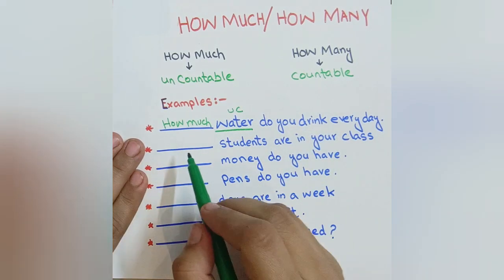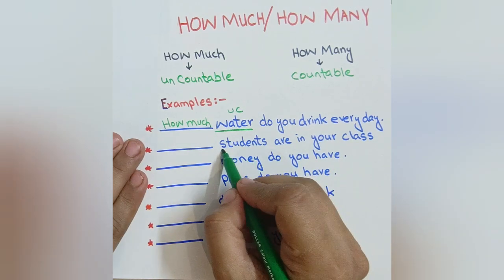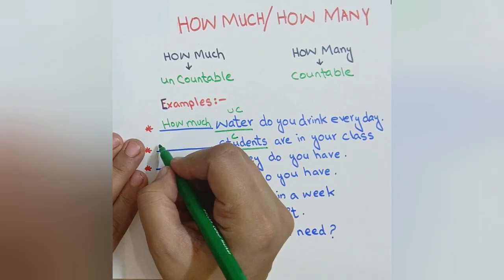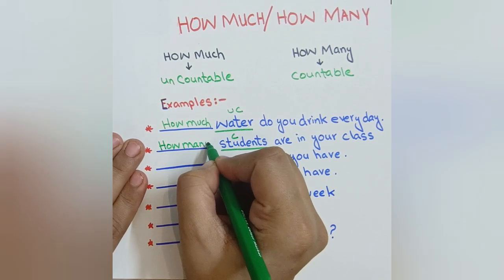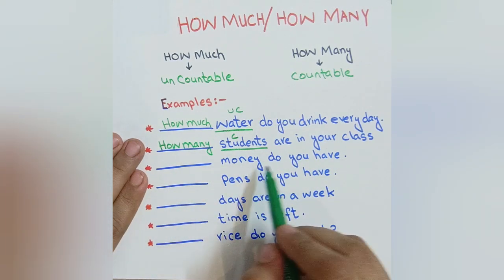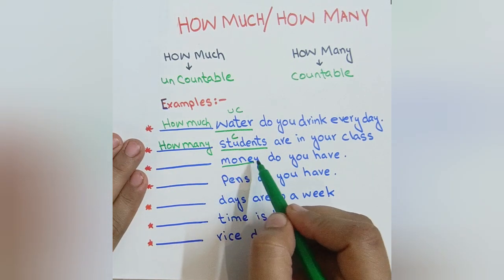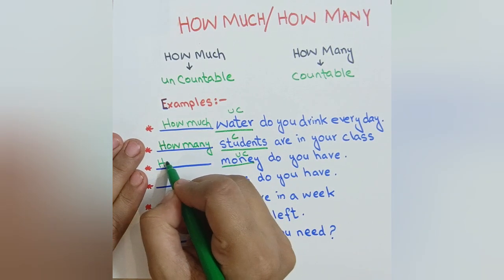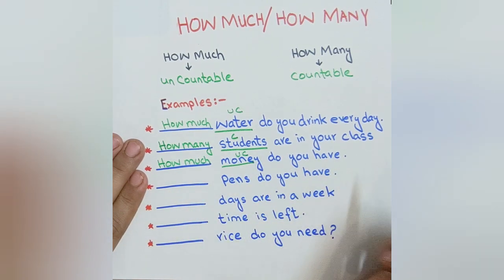The next is: blank students are in your class. So students, you can count students. This is countable. So you will write over here: how many students. The next is: blank money do you have. So money is uncountable. So over here you will be writing: how much money do you have.